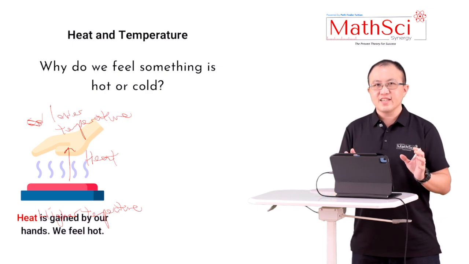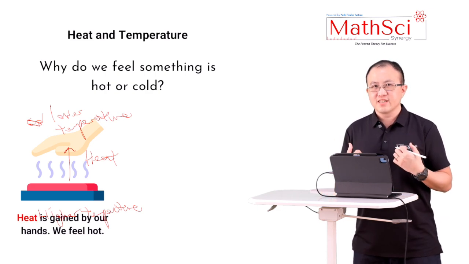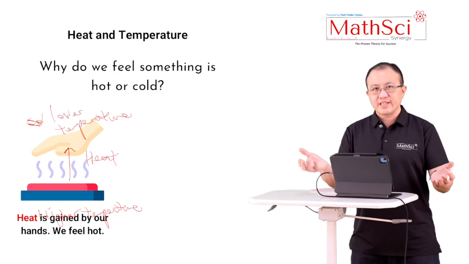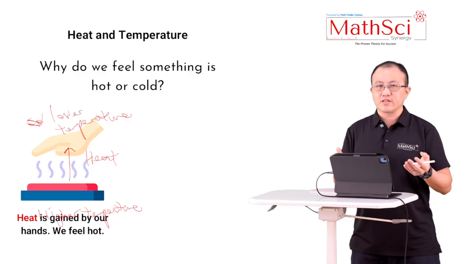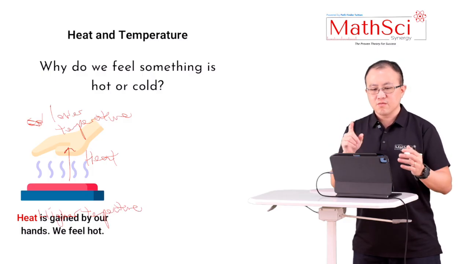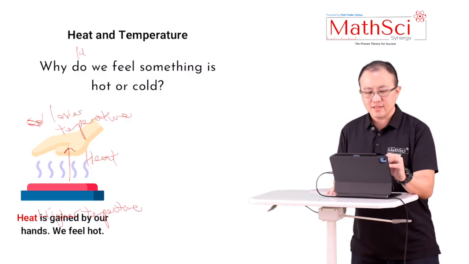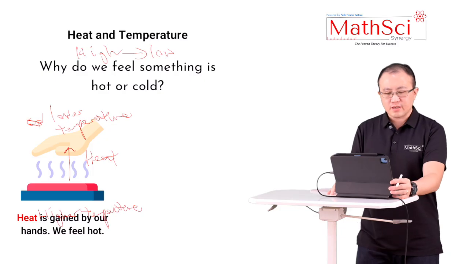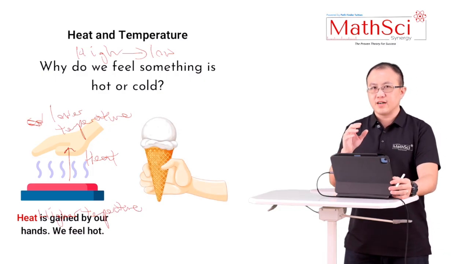It's in a way a mechanism in our body to tell us that we are looking at something very hot because a lot of energy is flowing into you. So whenever heat flows into you, you feel that the thing is hot. And that can only happen when you're talking about high to low temperature. Heat will flow.